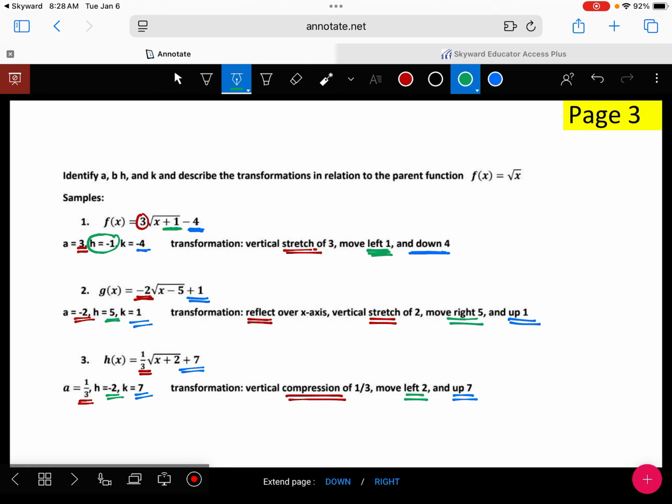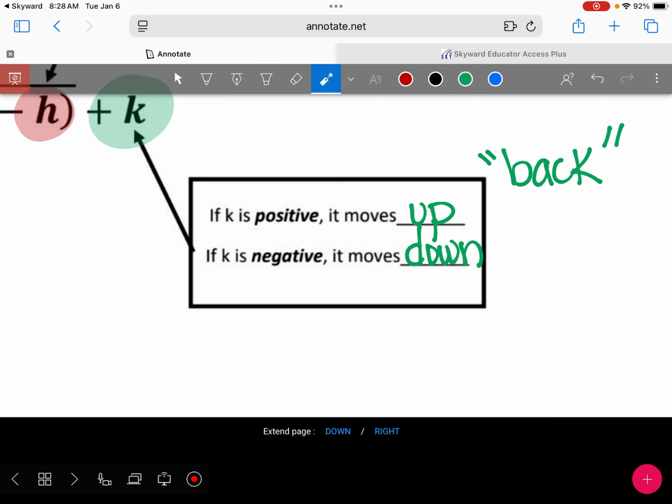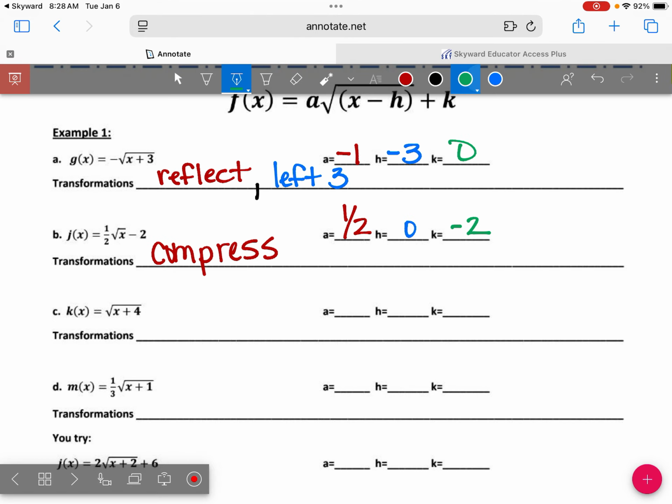All right, let's go back. Flip the page. When k is negative, it moves it down. Good. My iPad does not like me flipping pages, I don't think, but it's going to have to deal with it. So we're going to say down 2.